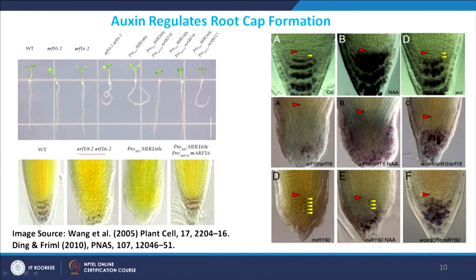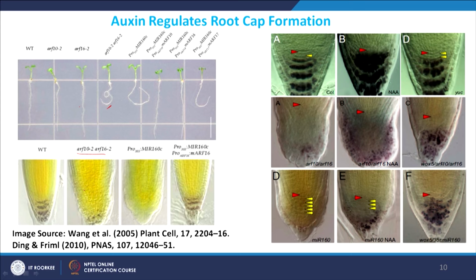If you look in more detail at how auxin regulates root cap formation, there is other evidence. So, basically these are auxin response factors. Auxin response factors are a class of transcription factors which regulate the processes downstream of auxin signaling. And what happens is that if you mutate an auxin response factor, in a single mutant you do not see much phenotype, but when you make a double mutant of auxin response factor 10 and 16, what you see is that there is a defect in the root growth.